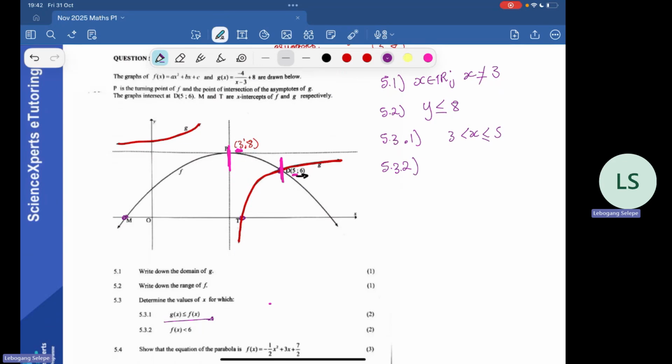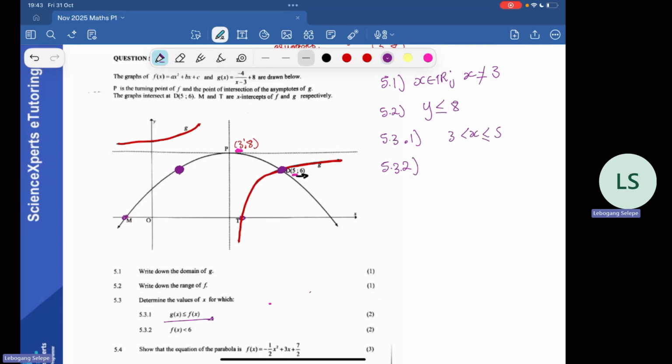The values of x where f of x is less than 6. So remember, I told you for these types of questions, go look first for where they are equal, right? Where f of x is actually equal to 6. So f of x would be equal to 6 at this point here, right? Let me wipe these pink lines first so that we can answer the next question. So at this purple point here, f of x is 6, and at another point somewhere there, f of x would also be equal to 6, right?